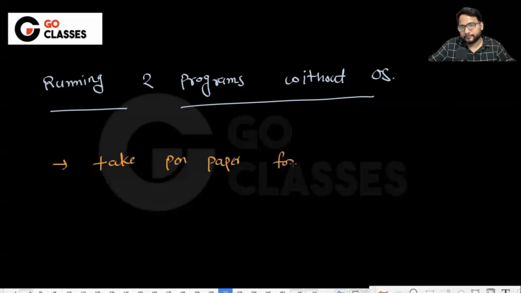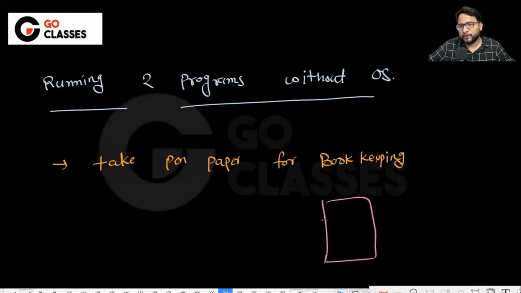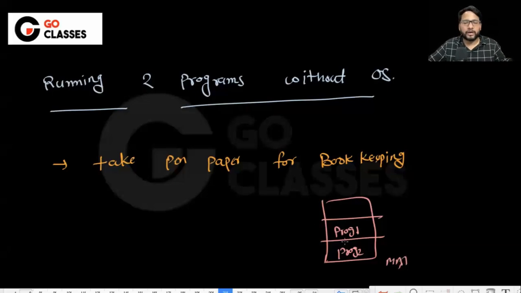Pen and paper for bookkeeping. I will tell you what I mean by running multiple programs, but for now just understand that you are going to load program one here and program two here in the main memory. You need to know where program one resides, from where to where. Otherwise there will be a huge problem if you lose track of where program one and program two are. So you need to keep that bookkeeping.